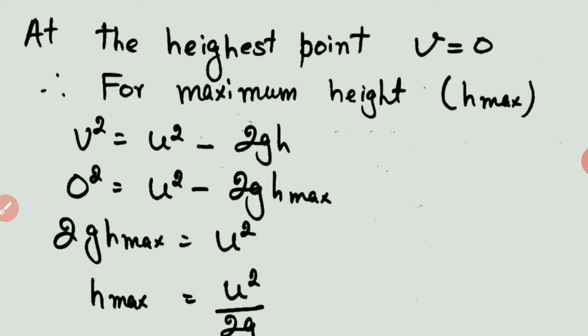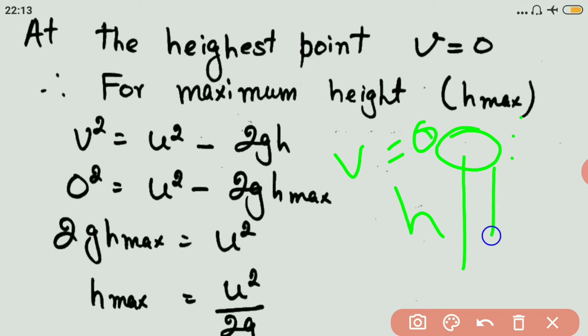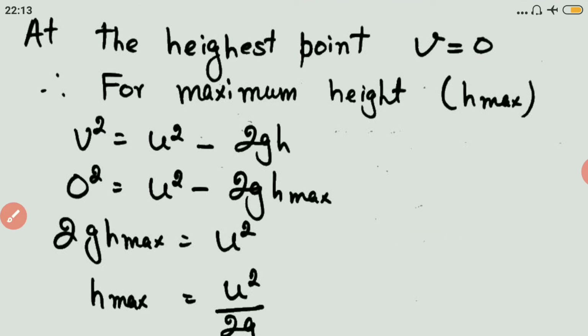Now from this scenario, when the object is thrown upwards, it will reach a certain height. Let that height be the maximum height. At this height, my final velocity should be equal to zero, because if it cannot stop, then the object will go further up. That will not be the maximum height. So after this point, it has to fall down. Now I'm supposed to calculate this maximum height with the help of those equations which we know. At the highest point, v equals 0.